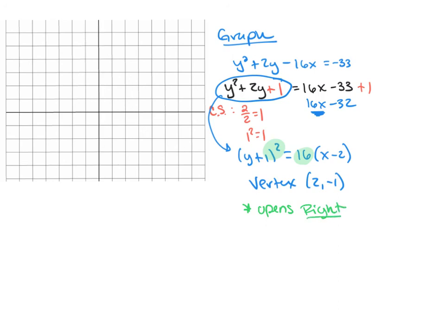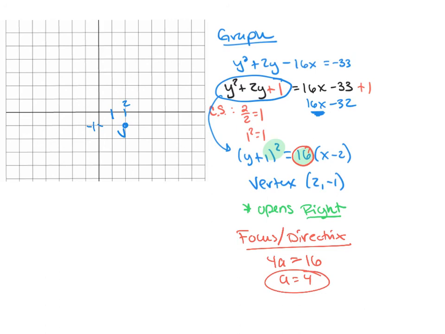Okay, so let's start graphing some pieces of that. Let's see, let's go to the vertex. Is it x equals 2 and y equals -1? There's our vertex. We know that it opens to the right, but we need to figure out what A is to find the focus. So 4A in this problem is equal to 16, which means that A equals 4.